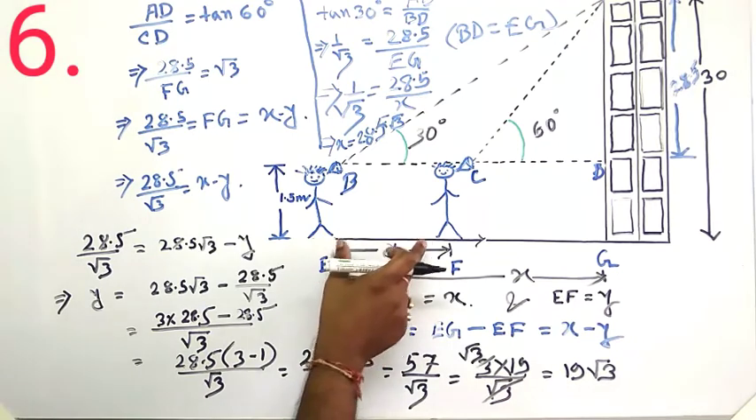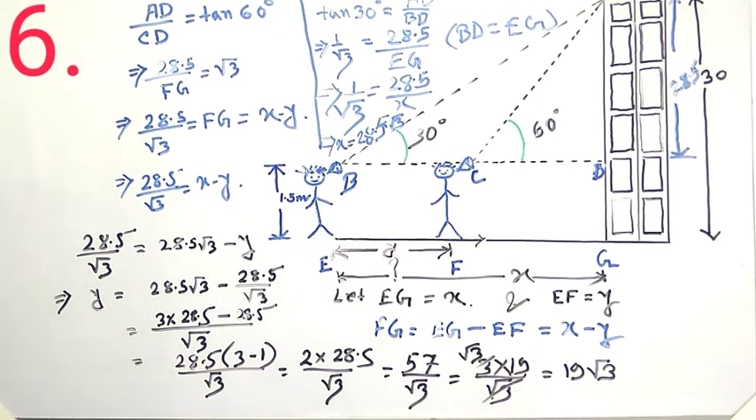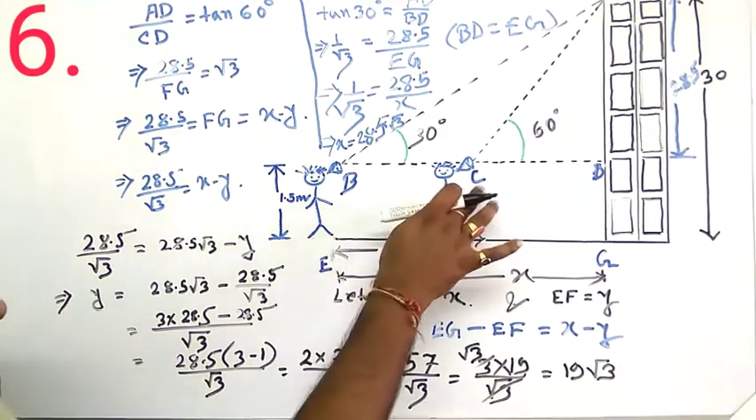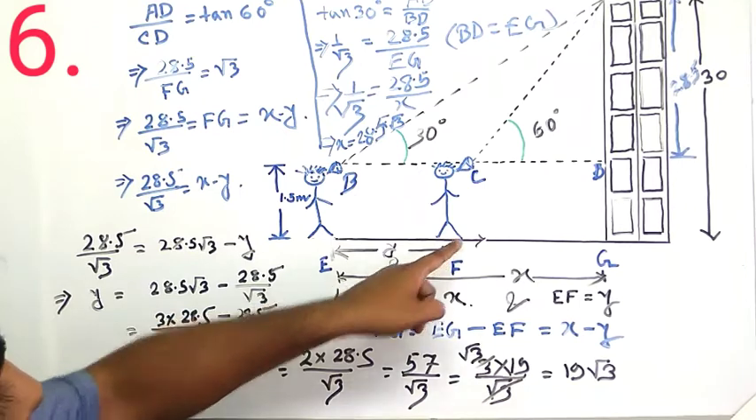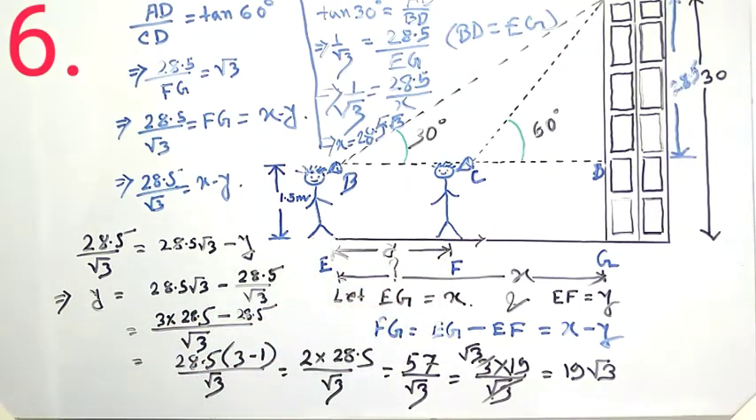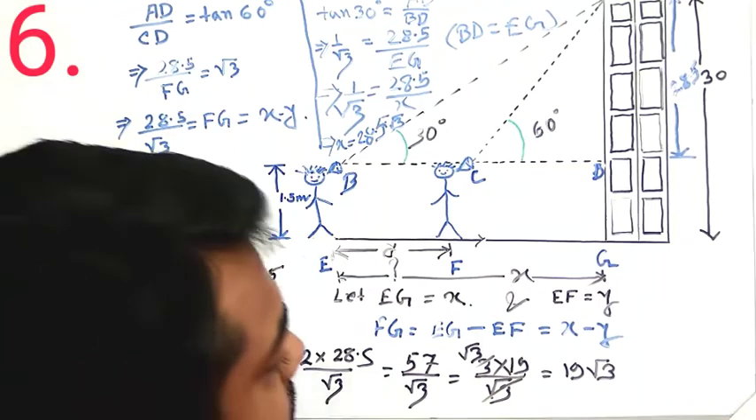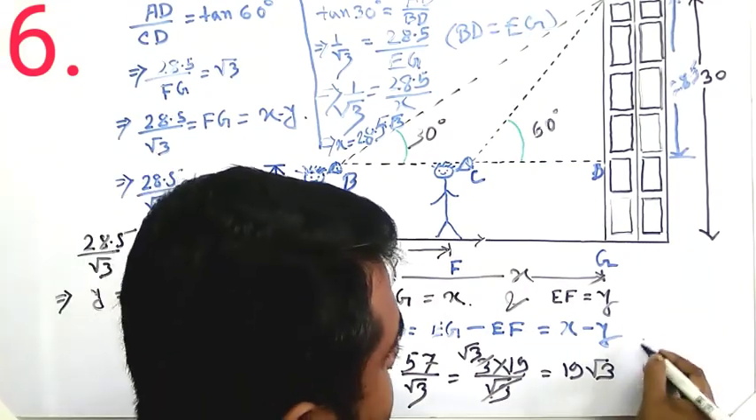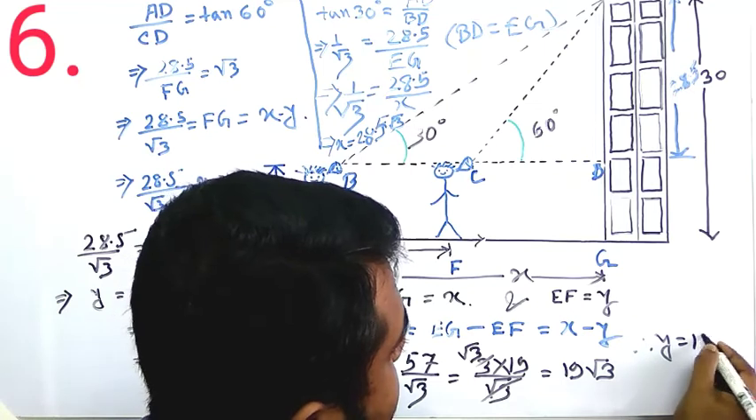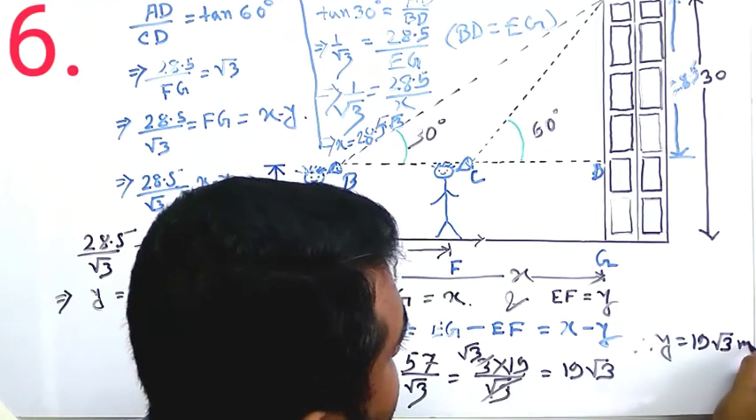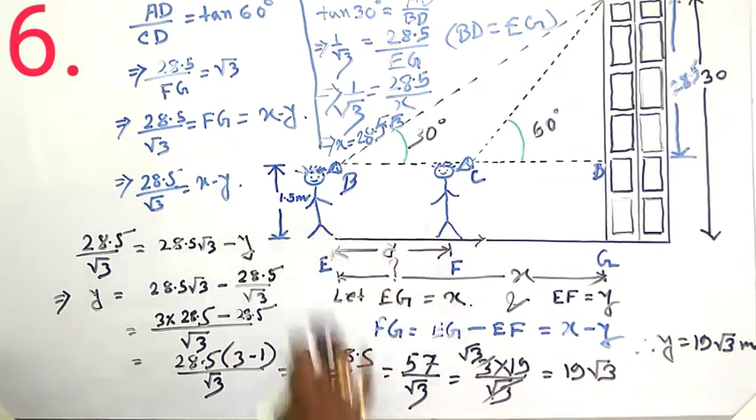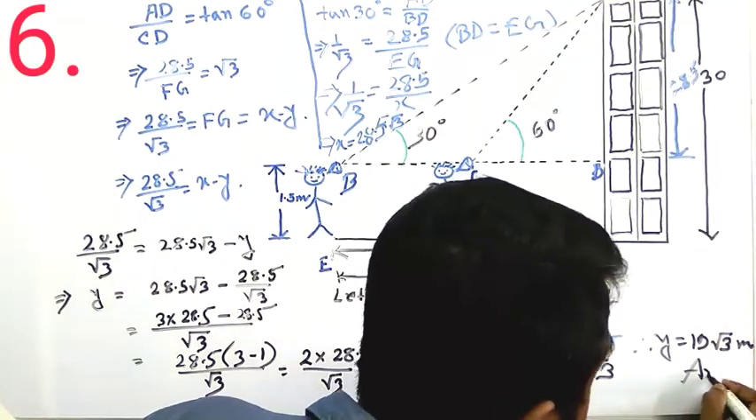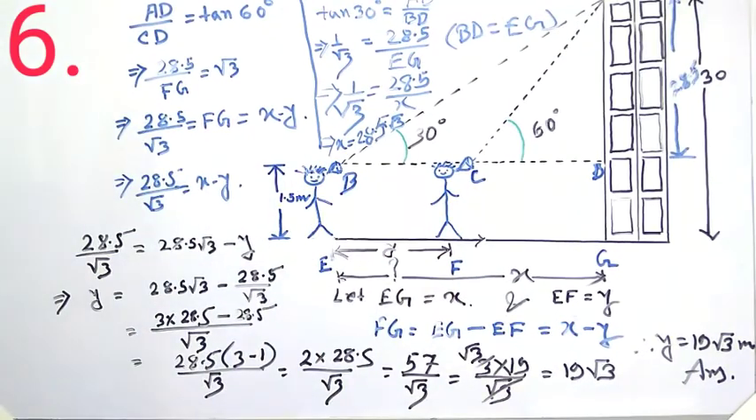What was your question? Find the distance that he walked from B to point C, which is E to F, and E to F means Y. So Y equals 19 root 3 meters. This is your answer, the distance that he had to walk. Now we will see the next math.